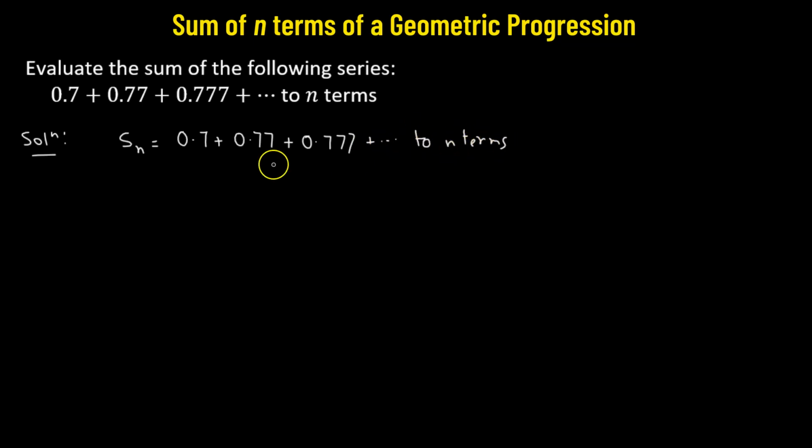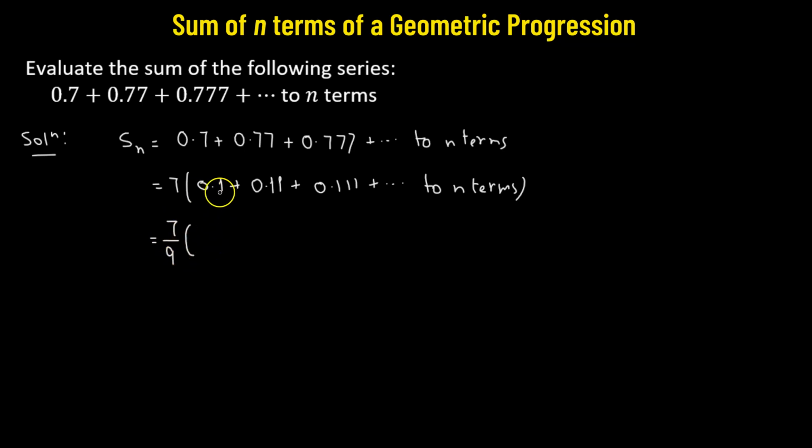Next, we'll take 7 as the common factor. So we have 7 multiplied by (0.1 plus 0.11, since factoring out 7 from 0.77 gives us 0.11). Then the third term will be 0.111, and this goes all the way up to n number of terms. Now what we'll do next is multiply each of the terms within the parentheses by 9. But since we're multiplying by 9, we'll need to divide the entire series by 9. So we have 7 divided by 9.